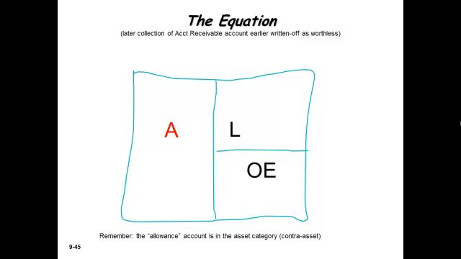Looking at this write-off in our equation diagram, in effect, we're just rearranging assets. It does not affect owner's equity. There is no reversing of any expense.